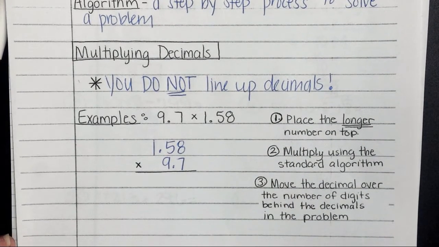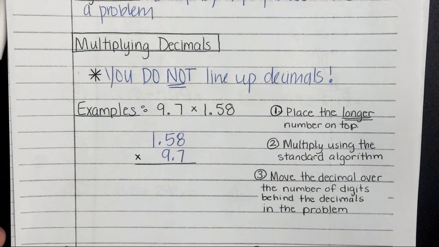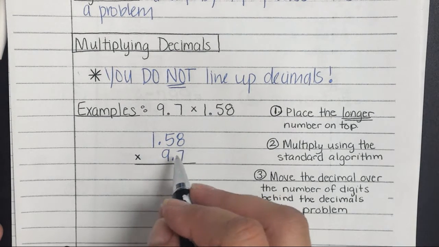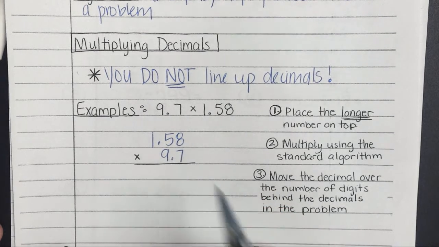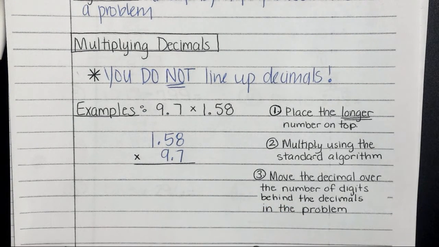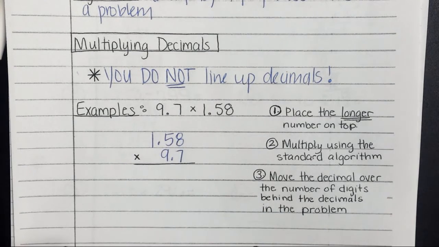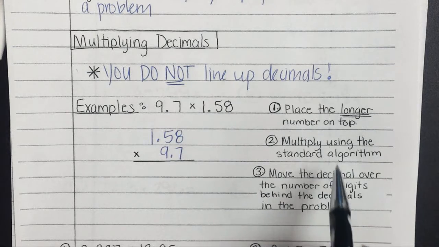And if you'll notice, I did not line up my decimal points. I'm just writing it, putting 3 digits times 2 digits. I honestly could completely ignore my decimal points. I could not even put my decimal points right now. I could put 158 times 97. All right? So now, the second thing we're going to do, multiply using our standard algorithm.